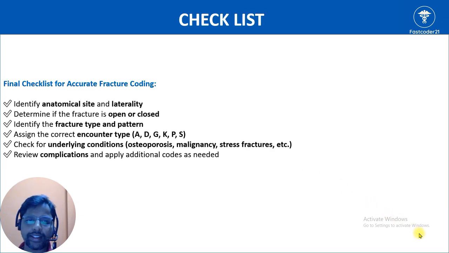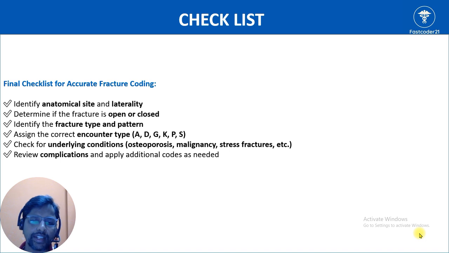So what is the final checklist for accurate fracture coding? First, you need to check the anatomical site and laterality. Next, you need to determine if the fracture is open or closed. Next, you need to identify the fracture type and pattern. And also, you need to assign the correct encounter type for the 7th character: A, D, G, K, P, S. I have already created one video related to these 7th characters. Please watch this video. You can see it in the I button of this video.